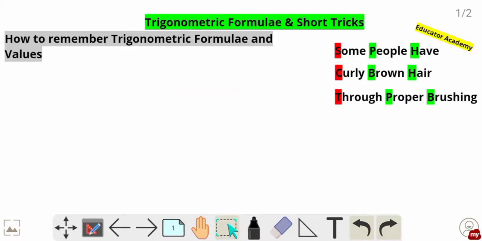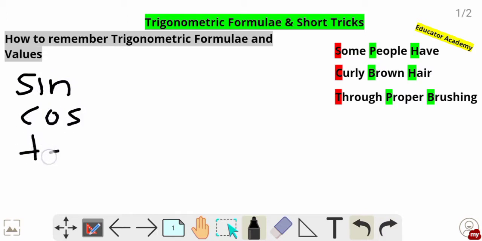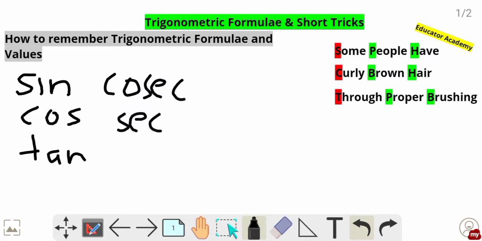So now we will discuss trigonometric values. As we know, there are 6 trigonometric values: sine, cos, tan, and cosecant, secant, cotangent, which are their inverses. Secant is the inverse of cos, cotangent is the inverse of tan. So guys, now the question is how to remember these values.